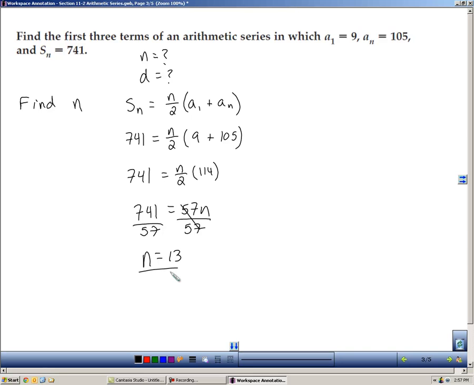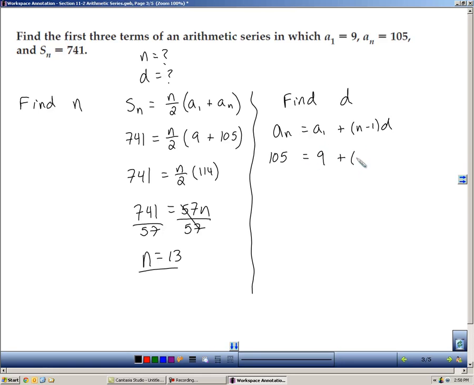Now that's important. The first thing I need to find is the n value. So now I'm going to use this n value in another formula to find the d. So now I'm going to find the common difference. Now something that we haven't talked about in the series section is the general form for an arithmetic sequence. So this formula is really all I need to find d. It's the formula for an arithmetic sequence. So a sub n, the last term in my sequence, is 105. My first term is 9. I now know what the n is, so I can plug in 13, and I can use all that to find the d.